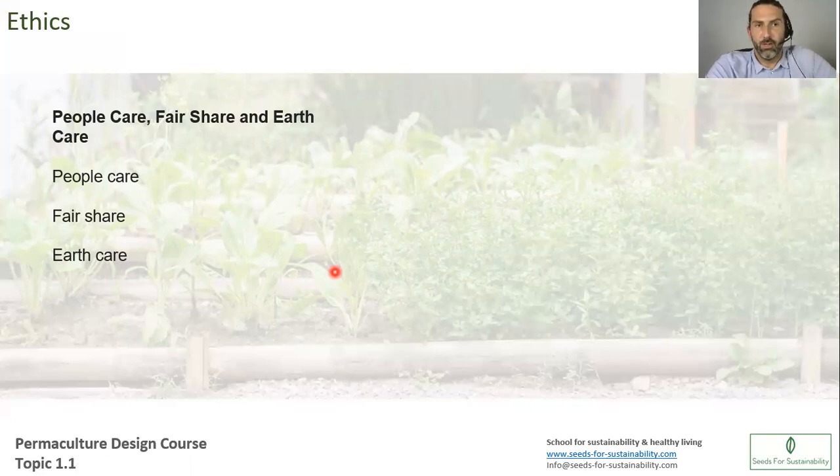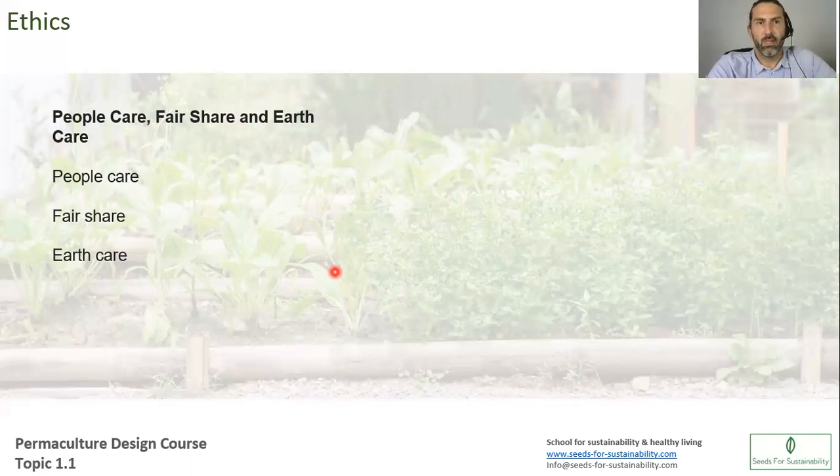But to start with, we look at the ethics of permaculture to show also what our philosophy is as designers, as landscape artists, as self-sufficient managers. We want to take care of people, we want to have a fair share, and we want to take care of Earth. All those aspects are not necessarily appearing that way in modern society.